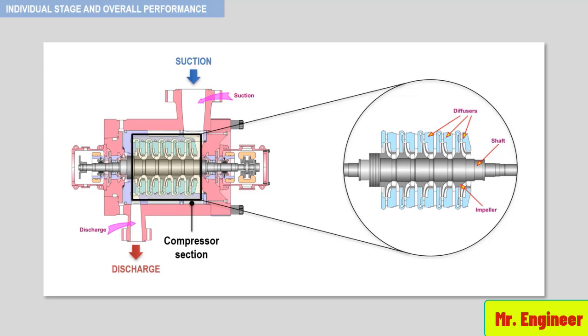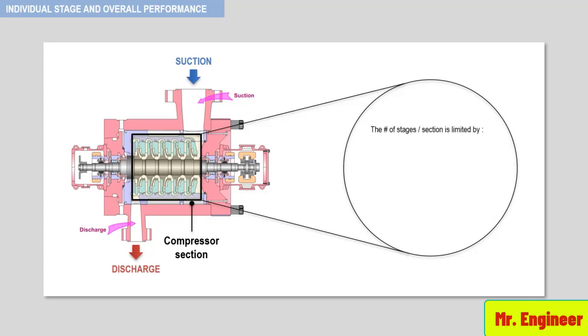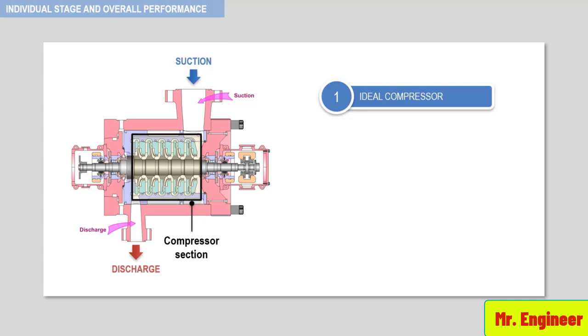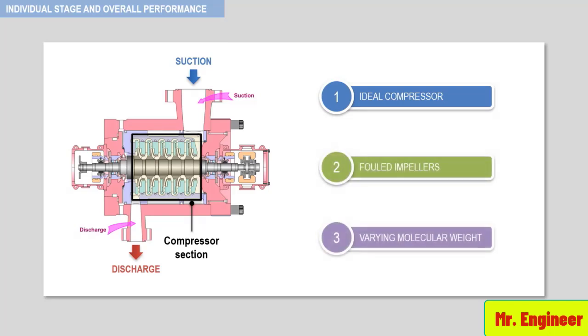The performance of the section is defined by the section curve, and the number of stages per section is limited by the discharge temperature, process gas characteristics, compressor casing and configuration, and rotor stiffness. In this section, we will examine stage and section performance for an ideally designed compressor case, a case with fouled impellers, and a case with varying molecular weight.